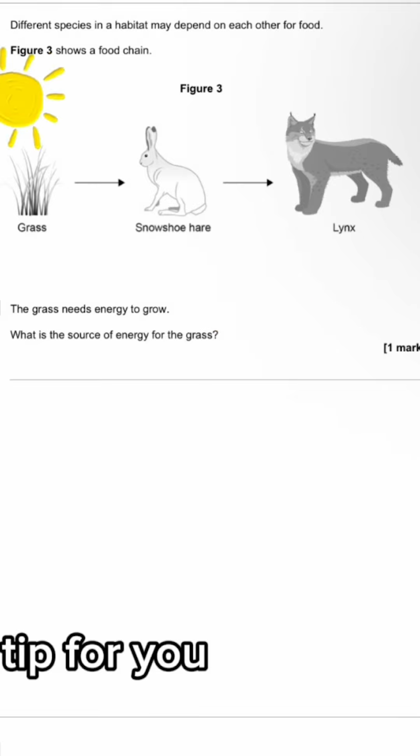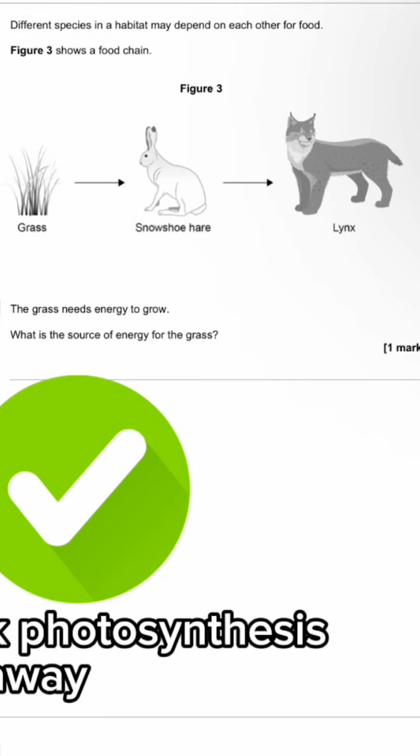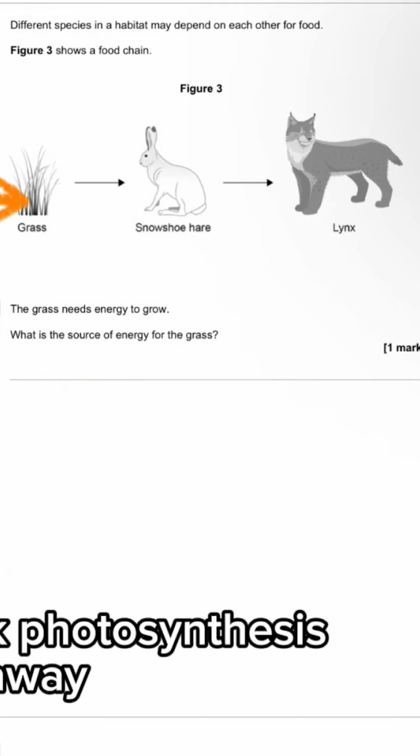Here is an exam tip for you: always remember this. Almost every food chain question starts with the sun. If you see plants, think photosynthesis straight away.